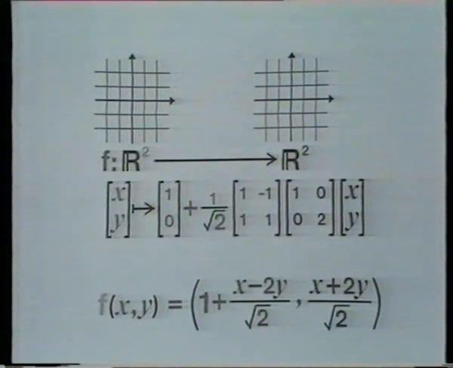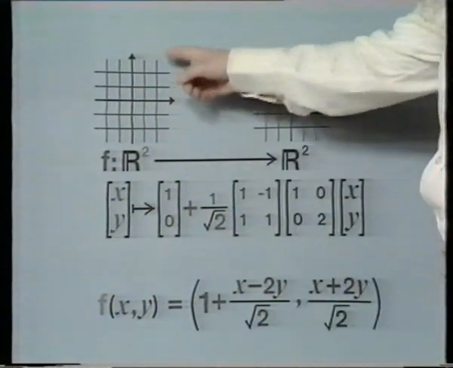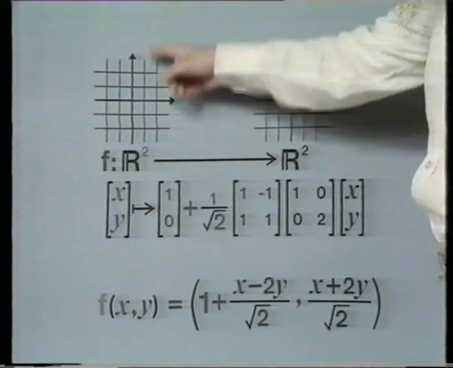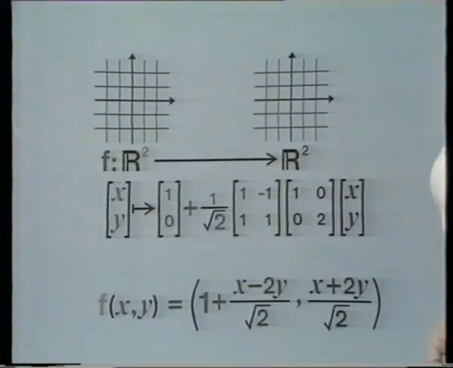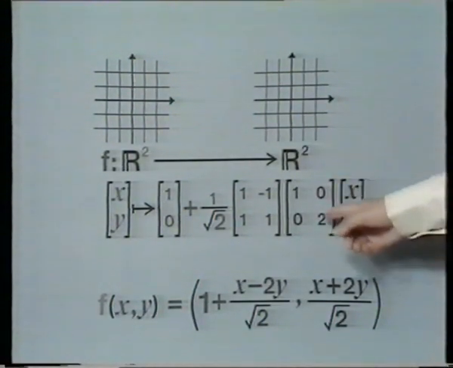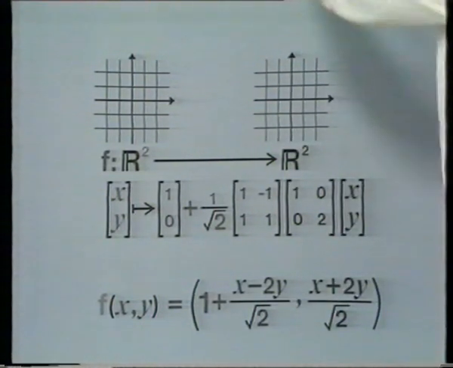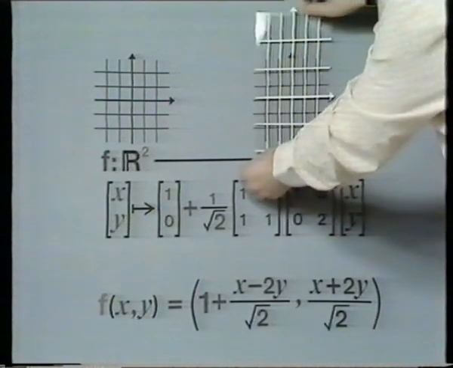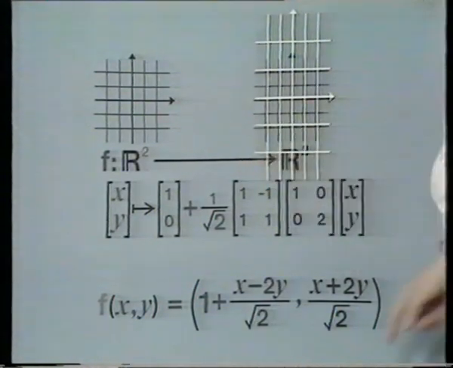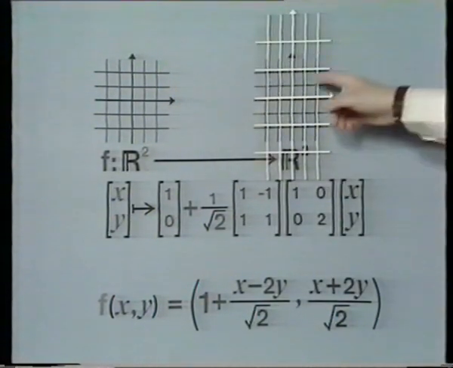Now, what sample of points are we going to take? Well, we're going to take the points in this grid. So, first of all, we have to operate on them by a dilation of a factor 2 in the y direction. And what we get is this grid. So, first of all, the points in this grid go to this grid.